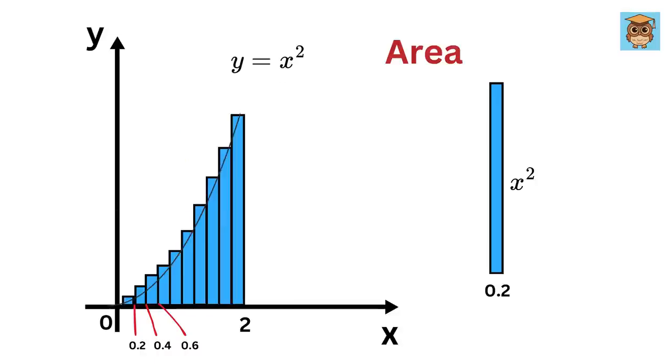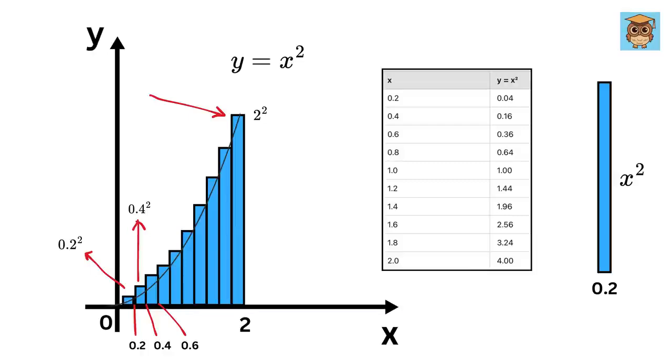And that y value is equal to x squared. So the height at these values of x will be 0.2 squared. At this, it will be 0.4 squared, and so on, and here it will be 2 squared. I have made a table of x values and their respective y values.